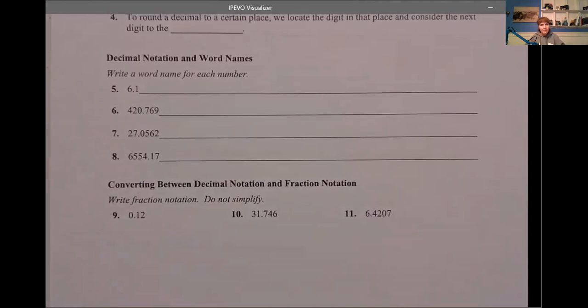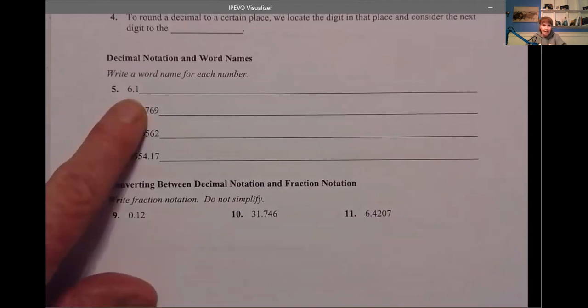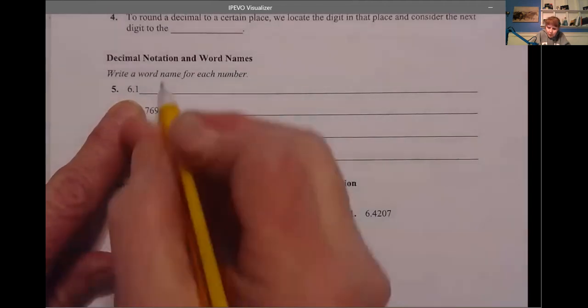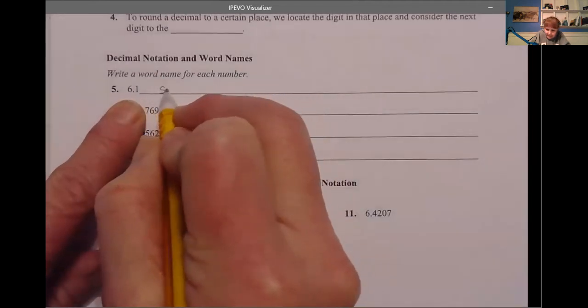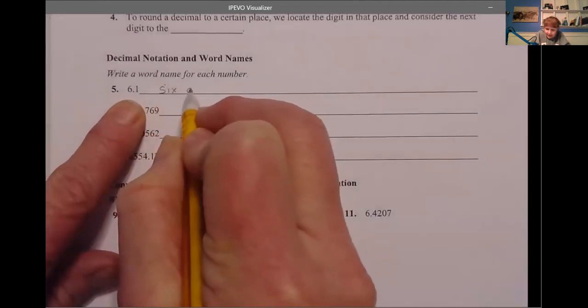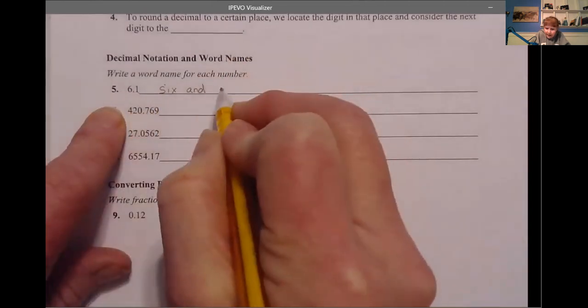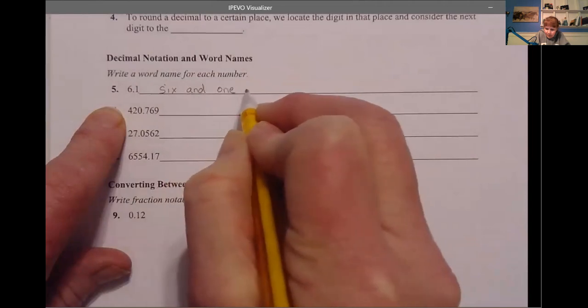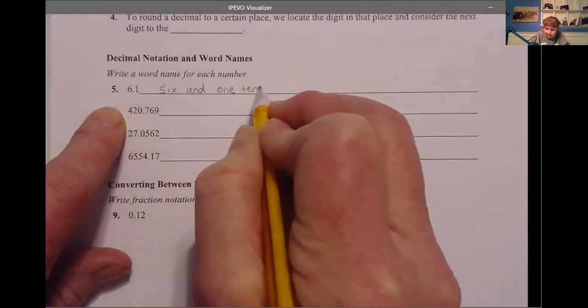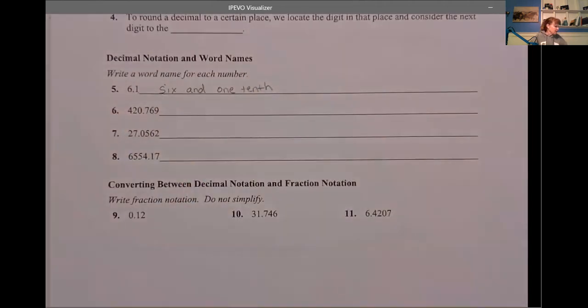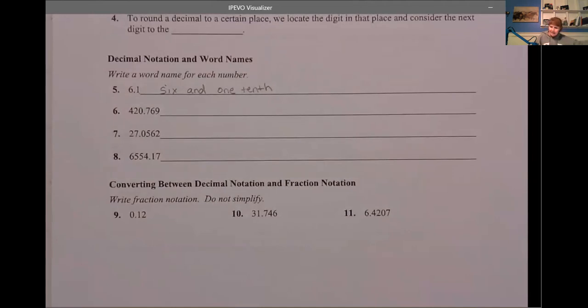First, we'll start with number 5. Some of the things you'll need to do is to write in words a number written as a decimal. So you would write 6, and for the decimal, this is the number 1 and it's in the tenths spot, 1/10. Okay, so that's how you would write it: 6 and 1/10.